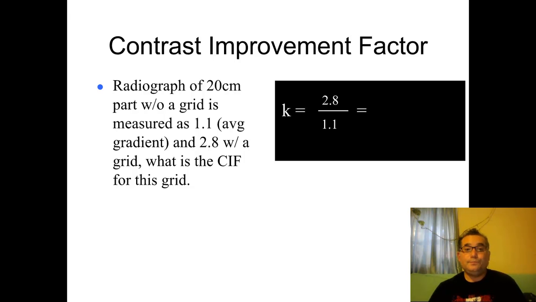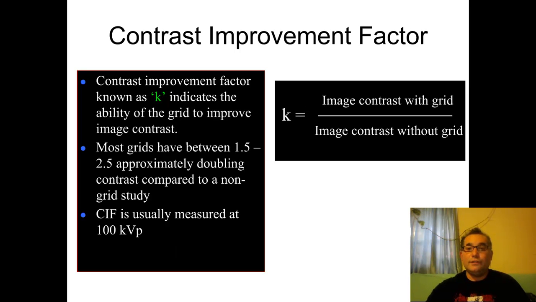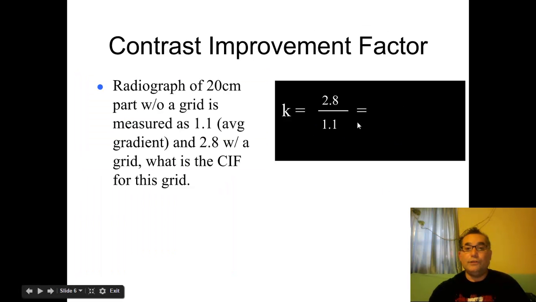So for example, this is an example where we have a radiograph of a part that measures 20 centimeters, certainly worthy of using a grid. It is measured at having 1.1 average gradient. We will be dividing that into 2.8, and getting a grid factor of 2.55. So to refresh your memories, the image contrast with a grid compared to the image contrast without a grid. Higher numbers, better contrast. So here is our contrast improvement factor once more. These are factors that would be given to you on an exam.